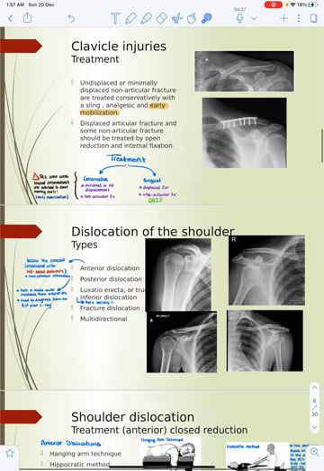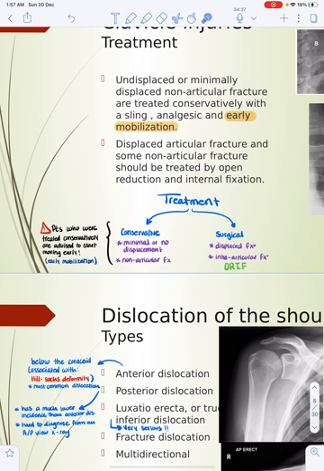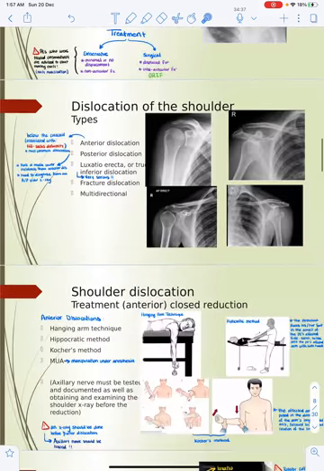Oh, one more thing. Early mobilization. It's very important in fractures in general that the patient is not immobilized for a long period of time, because if you immobilize the patient for a long period of time, there will be joint stiffness and a chance of osteoarthritis. Of course not only in the clavicle, everywhere. That's why early mobilization is essential. So we are done with the clavicle, we move on to the shoulder region.